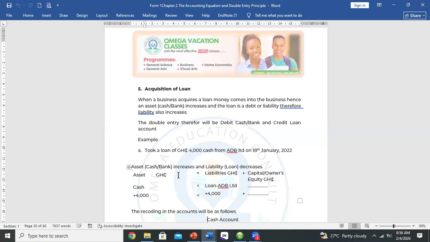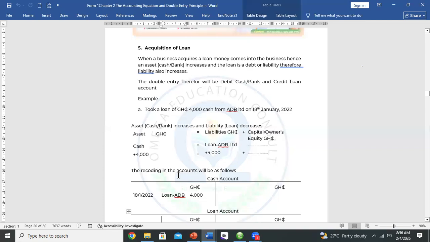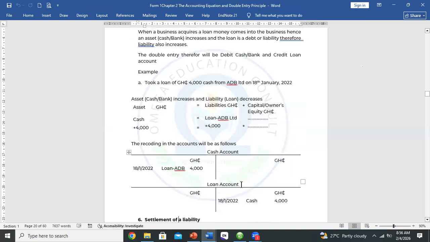So what account are you going to prepare? You are going to open a cash account if the loan came in the form of cash, or you open a bank account if it was a check. The second account will be what? The loan account, the loan. But sometimes you can label the loan with the name of the bank or the person who gave you the loan. So if it is GCB, you can add loan account, GCB, just for identification. But the main account is the loan account.